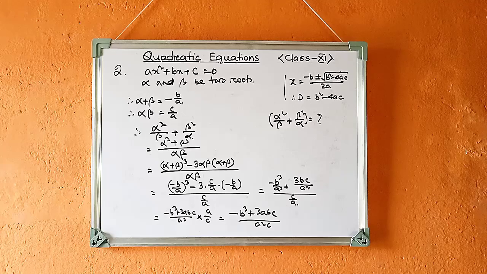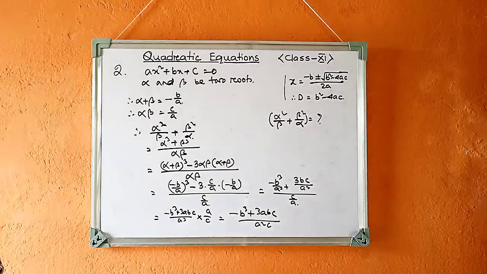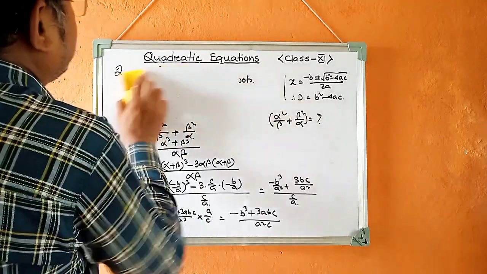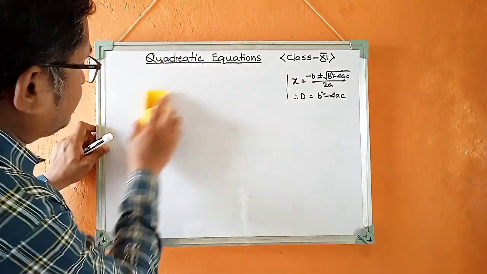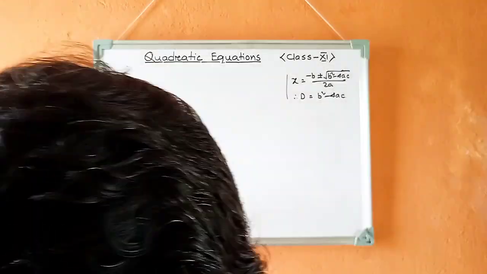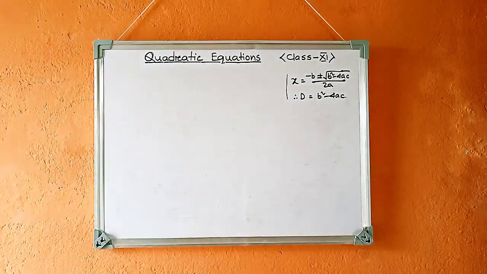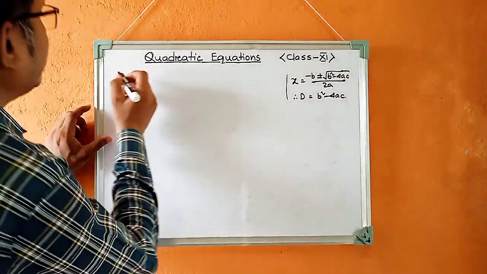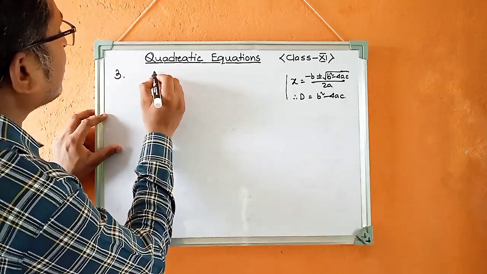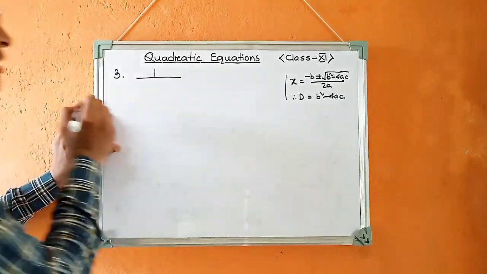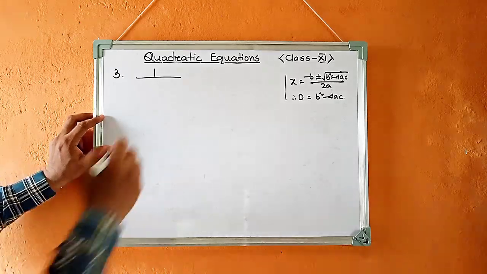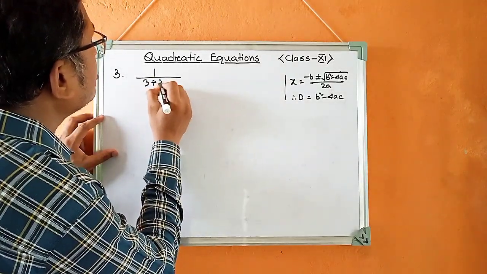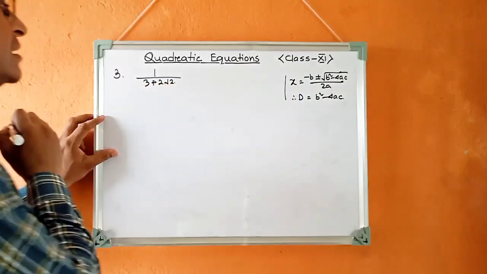Next, come to the next one. Next question is to form an equation. Next question is question number 3. Example number 3: form an equation whose one root is 1 divided by 3 plus 2 root 2. Okay, this is one root.